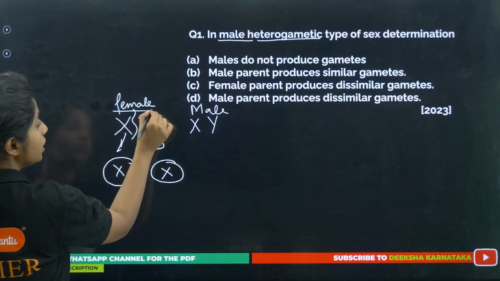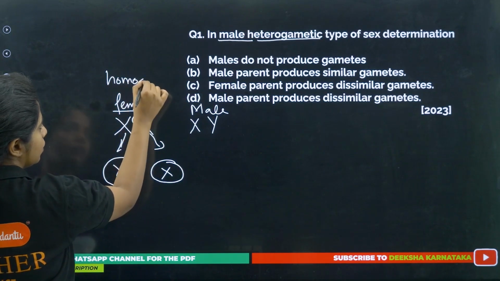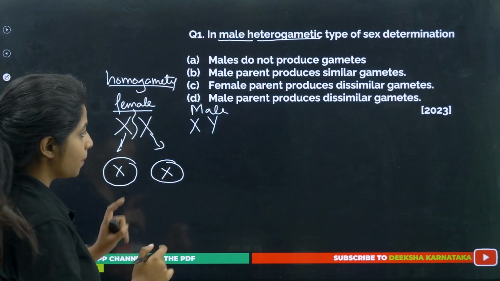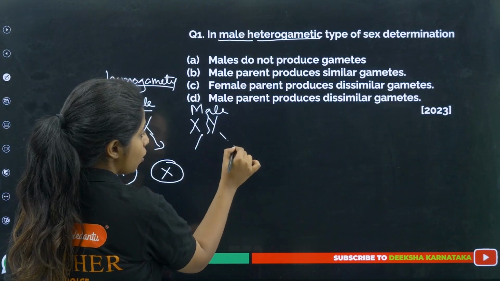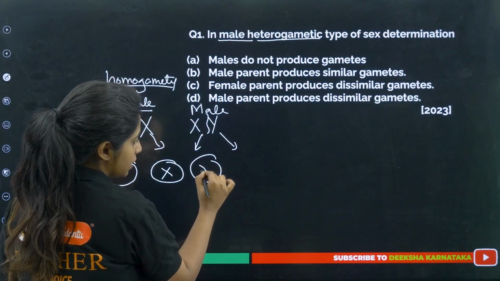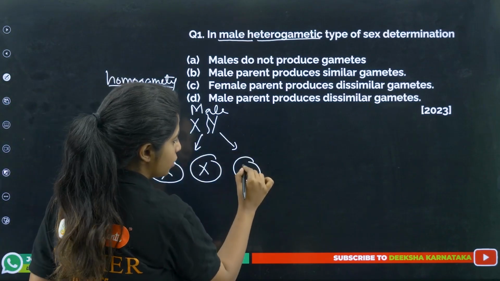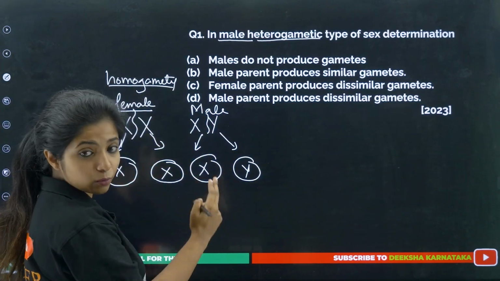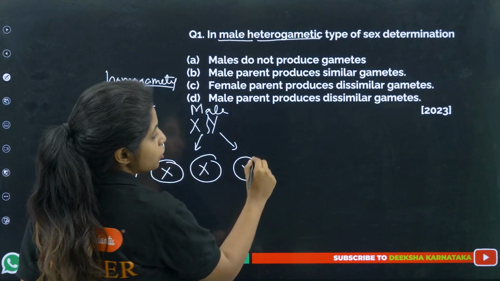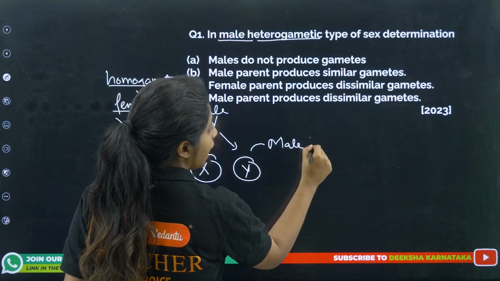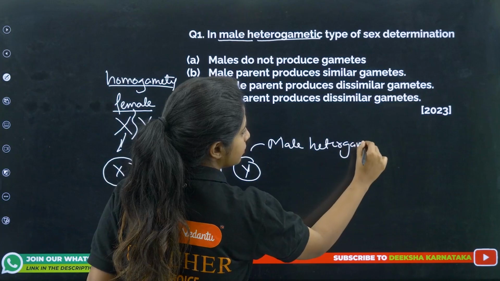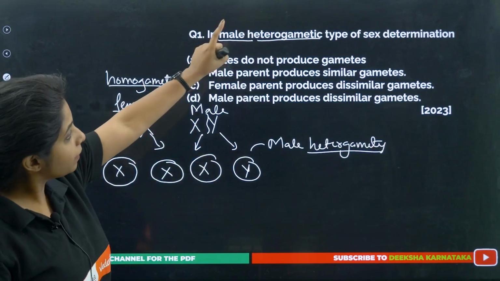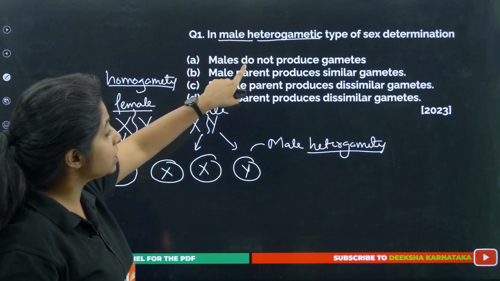So I say that this is female homogamety. Both of them are the same. Now over here, this chromosome can come or this chromosome can come. If in this case it is X, in the other case it will be what, children? Y. So the gametes which are formed are not similar. One is X and the other one is Y. So basically I call it male heterogamety. Fine. Works. So in male heterogametic type of sex determination, males do not produce gametes.